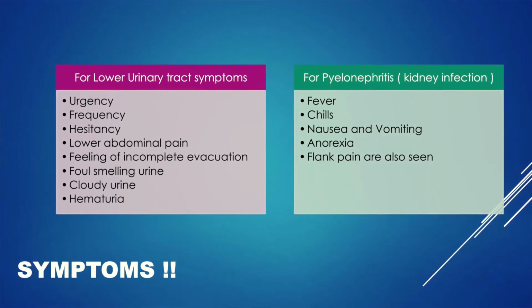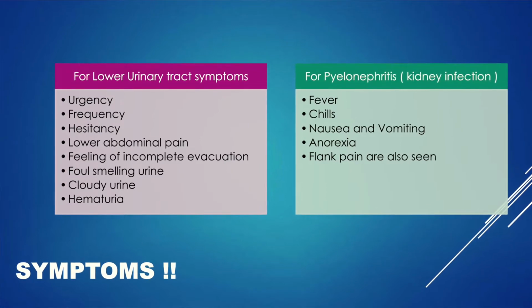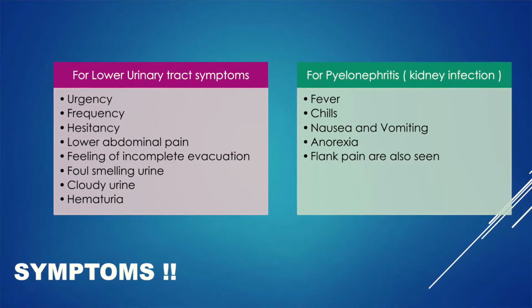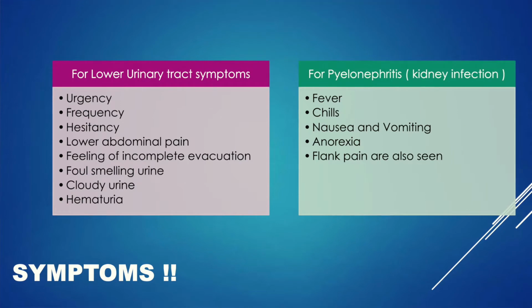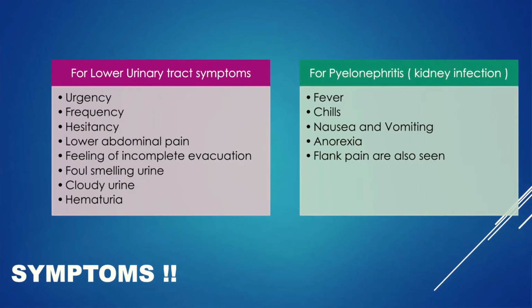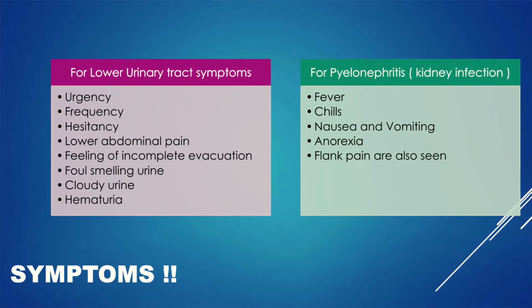But if you have developed acute pyelonephritis, your symptoms will also include flank pain, fever, chills, nausea and vomiting, anorexia, because it's more of a serious condition. Now moving on to lab investigations. Once you have all these symptoms and you have gone to a doctor, the doctor might ask you to do certain lab investigations. So what are they?